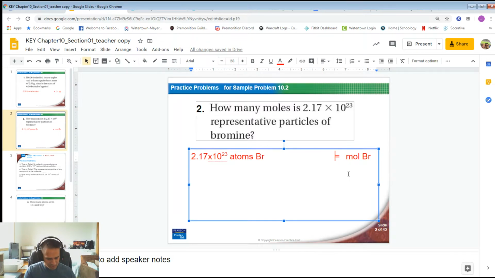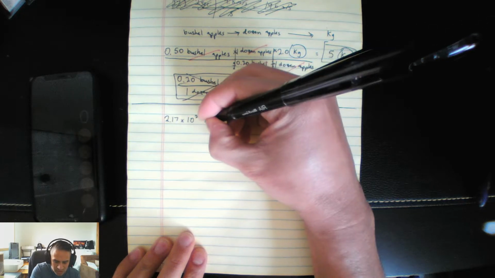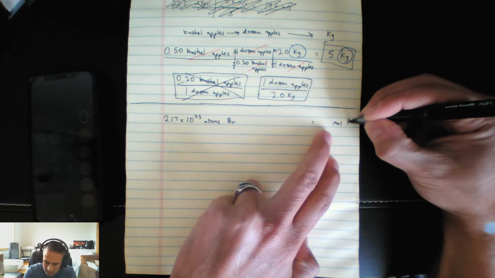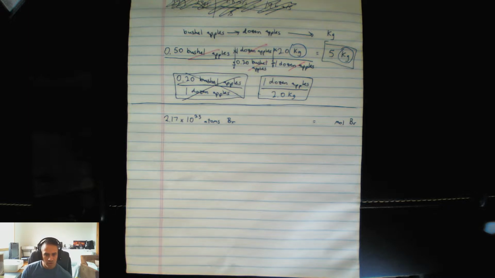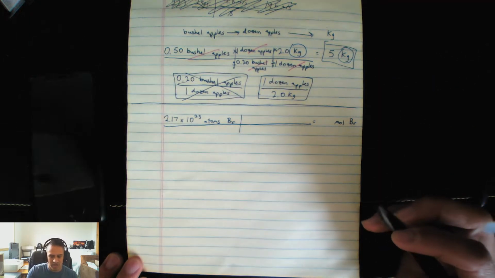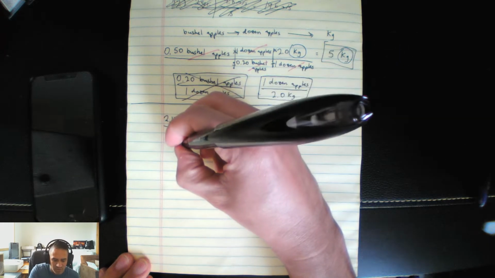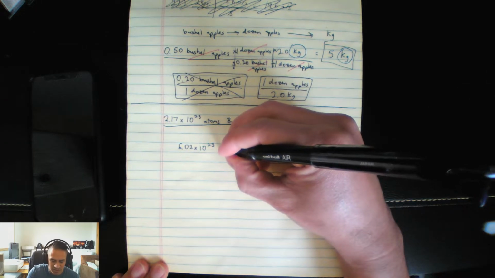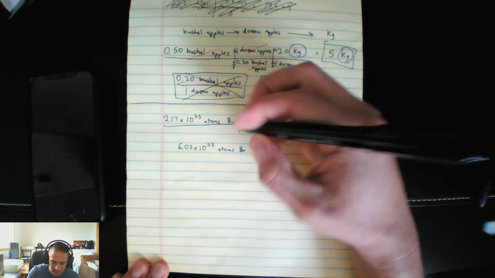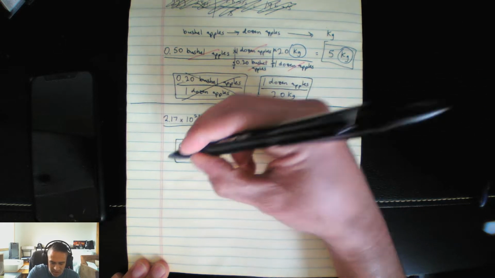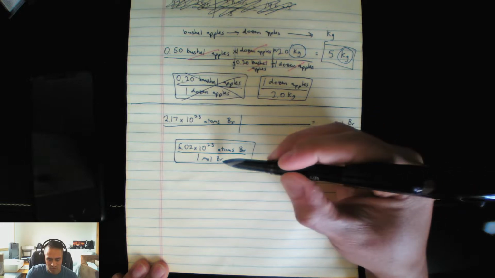All right, so let's go to our paper here. Let's write out this information that we have and let's take a look at doing the math. So we've got 2.17 times 10 to the 23rd atoms of Br, and we are going to convert that into moles of Br. All right, so we need to ask ourselves, what is the conversion factor to go from atoms of bromine to moles of bromine? Now in this section we learned about Avogadro's number, which is the definition of a mole. So remember that 6.02 times 10 to the 23rd representative particles, in this case atoms of bromine, is equal to 1 mole of any material, which in this case is bromine. Okay, so here's our conversion factor to go from atoms of bromine to moles of bromine.